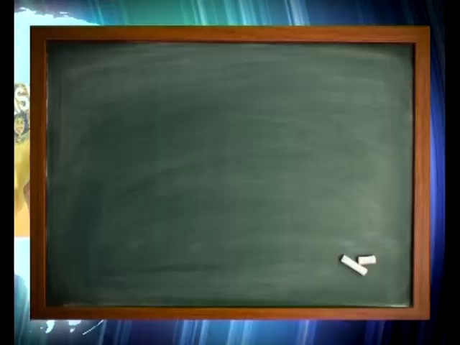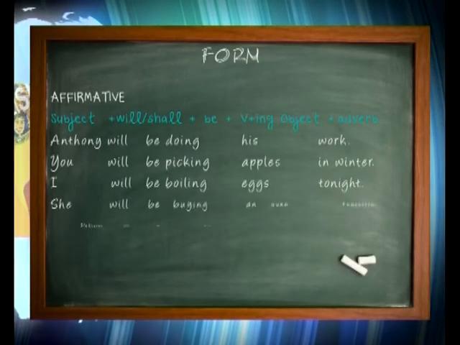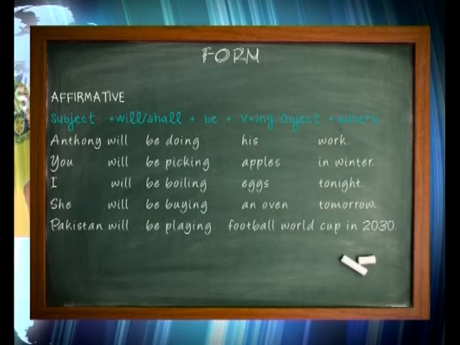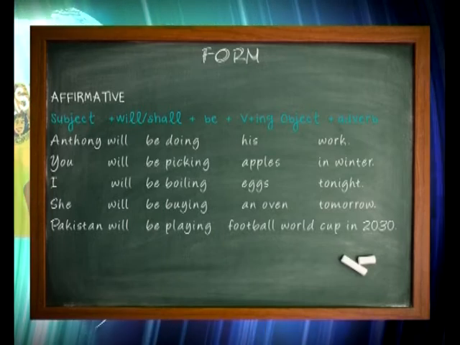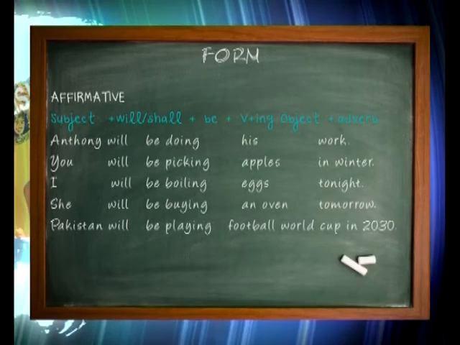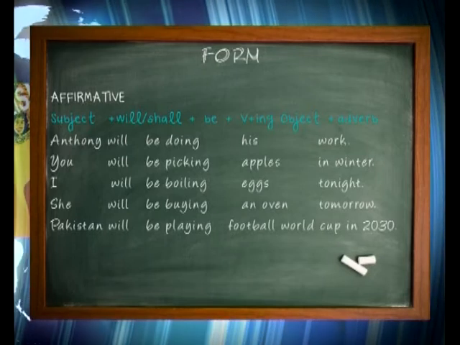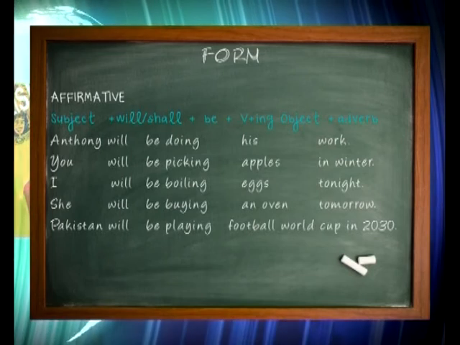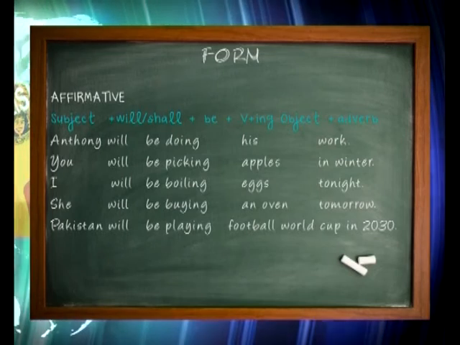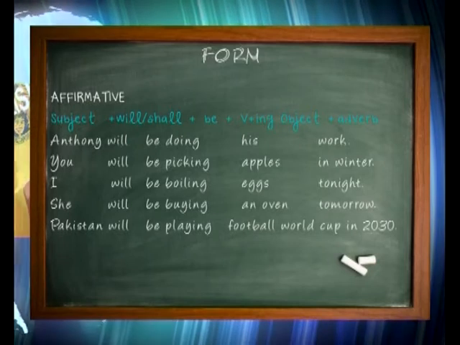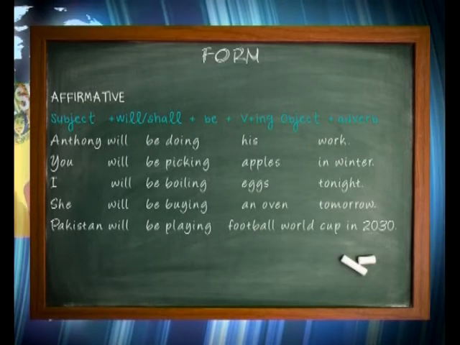Form, as usual, I'll be discussing three different forms: affirmative or positive, second is negative, and the third is interrogative or question form. Now, the form here is subject, and then we've got will or shall according to the subject, plus be. Be is very important here because the next verb after be is going to be in the ing form, and then object, if it is required. I'll make a sentence. Anthony will be doing his work.